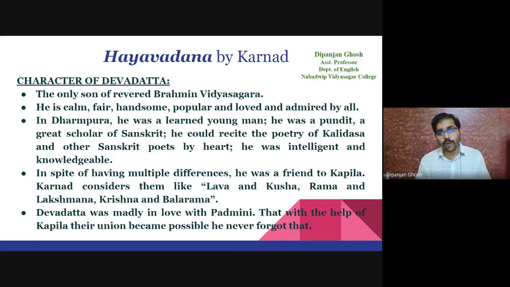So what you can identify here is that whenever it is a matter of Brahmin, you will find that in each and every kind of Brahmin, there is a particular reference to the head, you see. The head is much more important than the body. Now, think about Devadatta here. Devadatta is considered the son of the revered Brahmin, as I've mentioned just now. He is the son of the revered Brahmin Vidyasagara. Now, identify the name here, Vidyasagara.